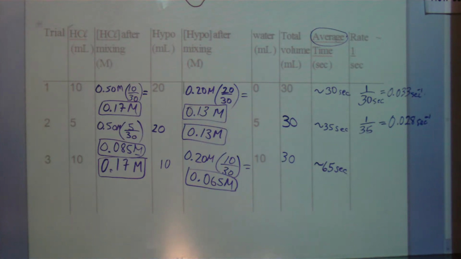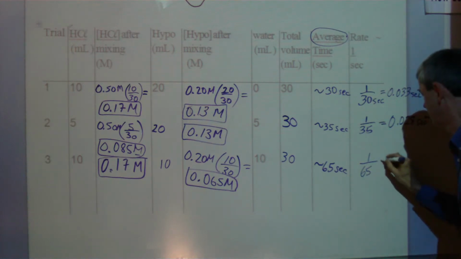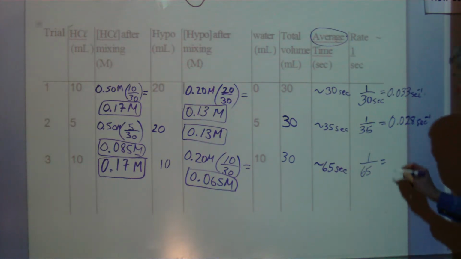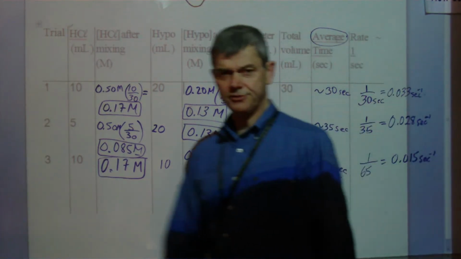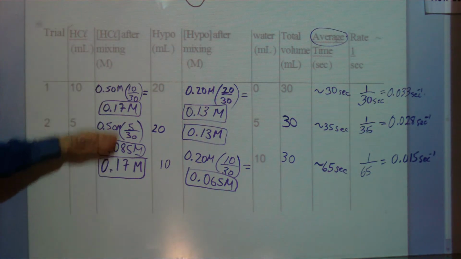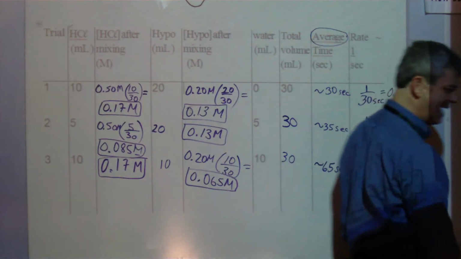And my 1 over 65 for my last trial is a considerably slower rate of reaction. 1 over 65. That's 0.015. So I have concentrations of HCl, concentrations of hypo, and rates of reaction.